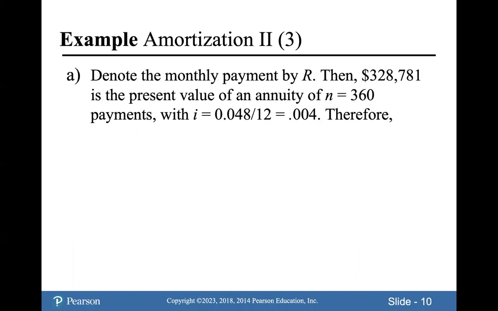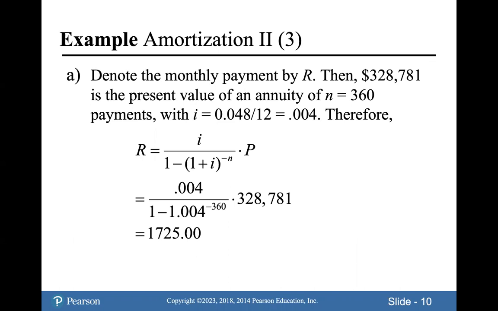So first we'll denote the monthly payment by R. Then 328,781 is the present value of an annuity of N equals 360 payments, with I equal to 0.048 divided by 12, which is 0.004.